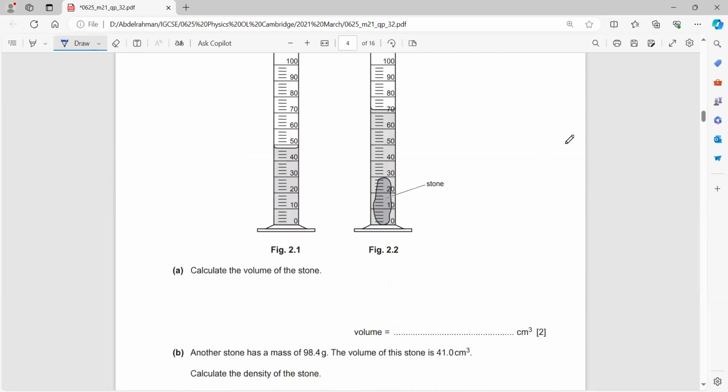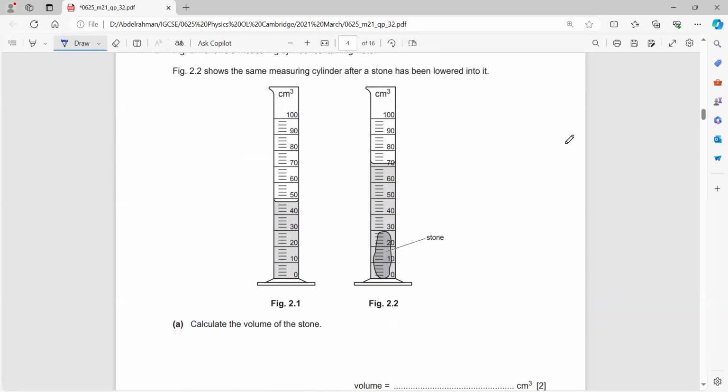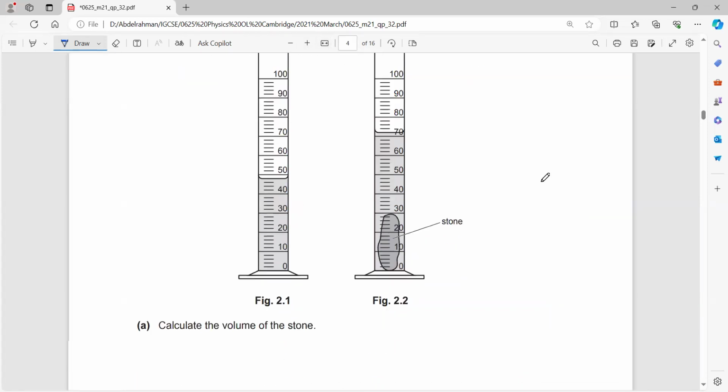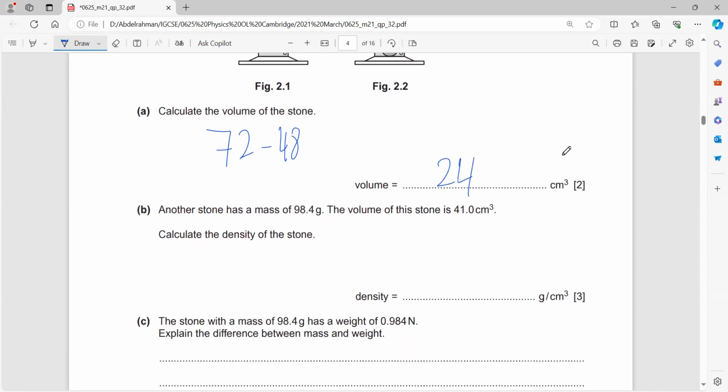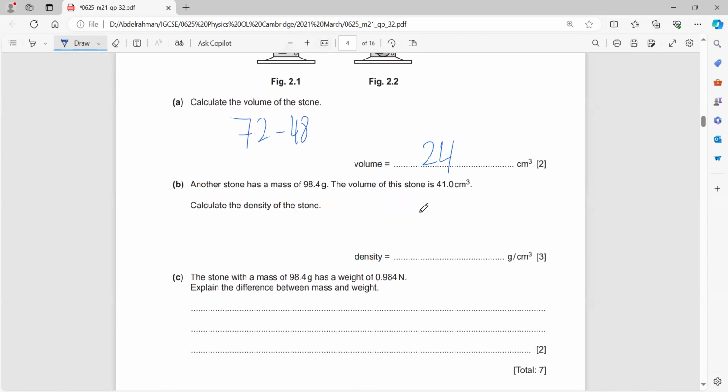Calculate the volume of the stone. The volume is 72 minus 48. Here is 72, and this is 48. We always take the volume from the bottom of the meniscus. 72 minus 48 is 24 centimeters cubed.